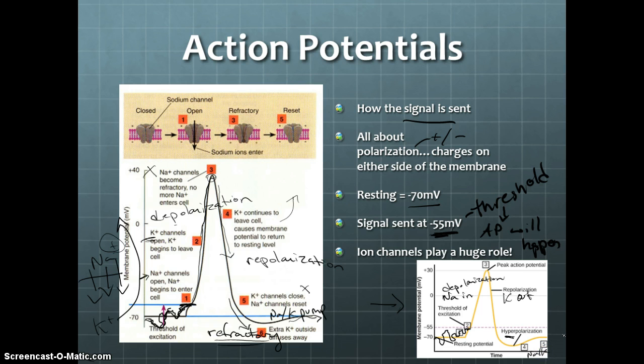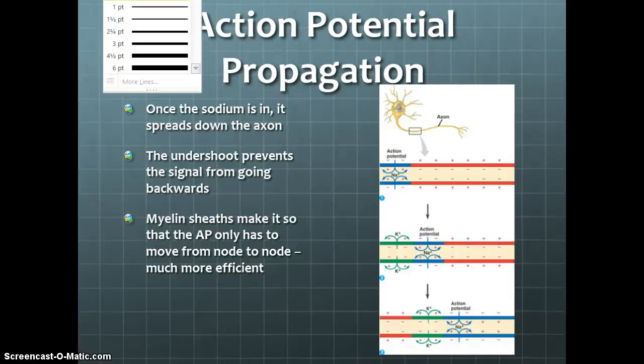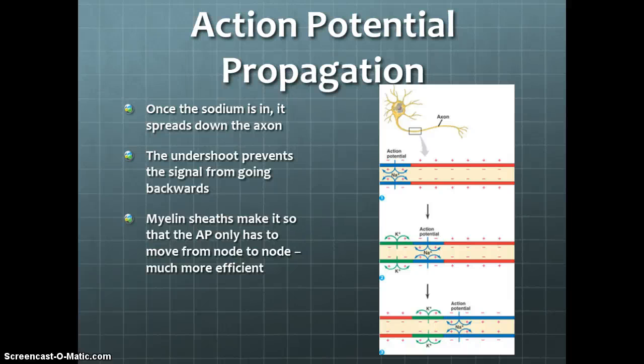And this happens all along the axon through what's called action potential propagation, where the action potential actually spreads down the entire axon. That happens because once the sodium is in the first part, it diffuses down the axon, which will cause the inside over here to become more positive. And once that hits threshold, then that action potential happens in that portion. And then the sodium spreads some more, and that action potential happens in the next section. So it hops down the neuron.